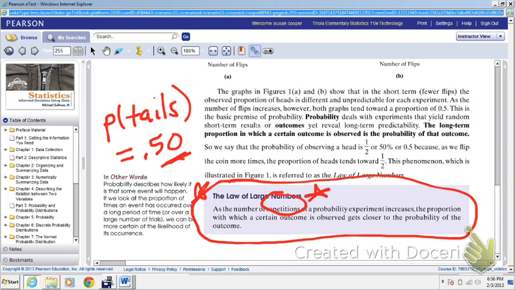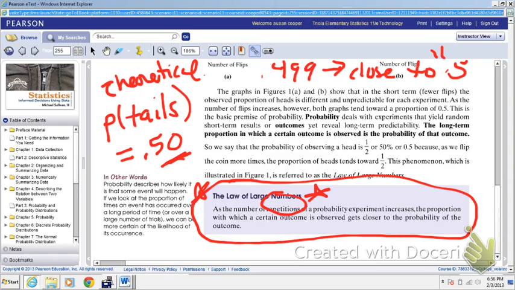So I like to think of this as theoretical versus experimental. As the number of times you repeat that experiment increases, it should tend towards the true theoretical probability. They should be equal. For example, now flip the coin 1,000 times. Maybe 499 times out of 1,000 you got tails. Well then that's 0.499, and 0.499 is getting awfully close to the true 0.5 that we were looking for.